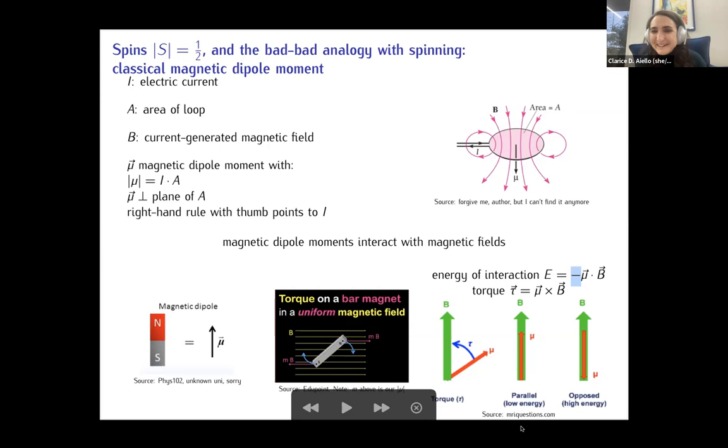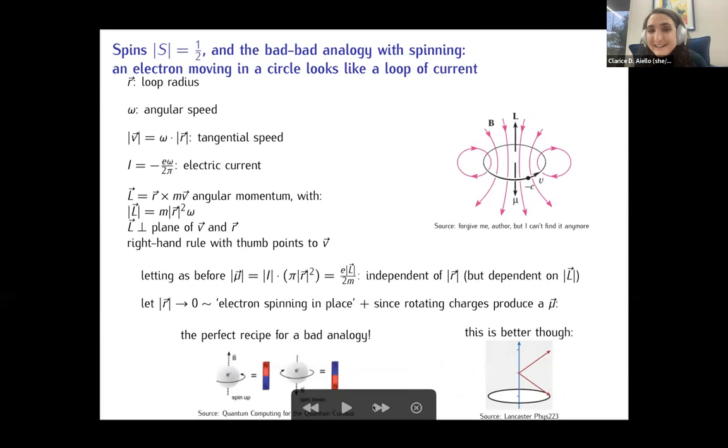And it turns out that an electron moving in a circle really looks like a loop of current. Okay, so imagine that you have an electron going through some sort of orbit with a loop radius r. Given an angular speed, its tangential speed is related to this angular speed and the loop radius. Those are high school formulas. Maybe you want to have a look at those at some other point. Then given those things, you can define an electric current if the electron is sort of moving.